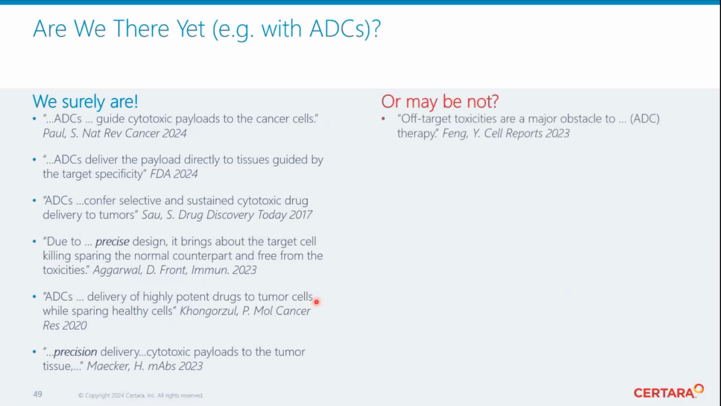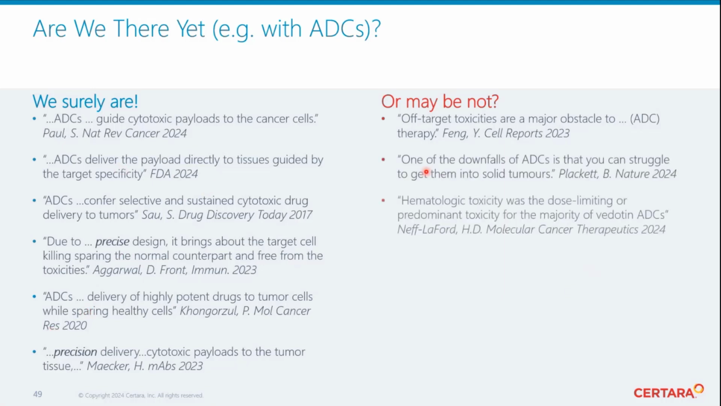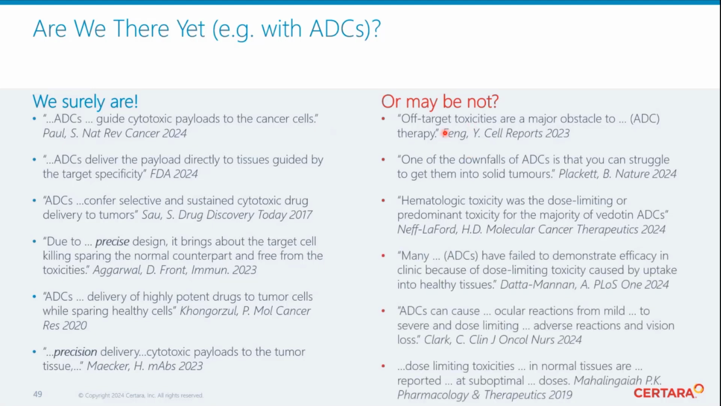And that's my favorite bit. There are people who say that ADCs deliver payload directly, guided by the target specificity. That's FDA a year ago, and that's good. Precise design, it brings about the target cell killing, sparing the normal counterpart, and so on and so forth. It looks like these people live in one kind of universe. And then we have another universe where people point out that off-target toxicities are a major obstacle to ADC therapies, and one of the downfalls of ADCs is that you really struggle to get them into solid tumors and so on. There couldn't be a starker contrast between the two.